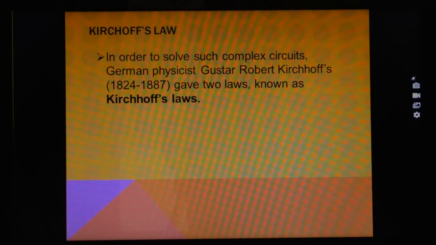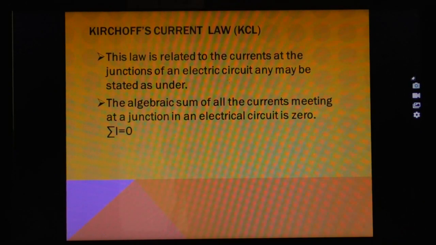In order to solve such complex circuits, there was a German physicist named Gustav Robert Kirchhoff, 1824 to 1887. He gave two laws known as Kirchhoff's laws. The first law is known as Kirchhoff's current law, abbreviated KCL, and Kirchhoff's second law, KVL, we will discuss later.